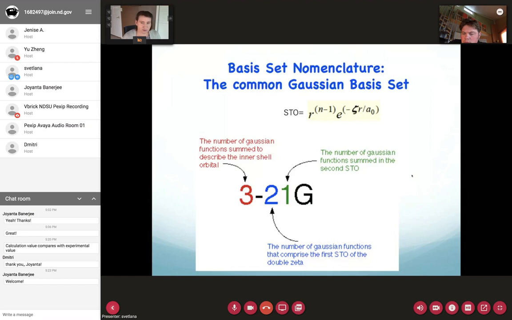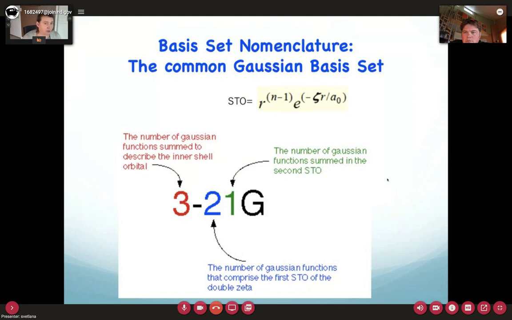So now, for basis 321G, 3 is the number of primitive Gaussian functions which you use in a sum to describe the inner shell orbitals. Inner shell here means valence electrons. So for each inner shell, we have 3 Gaussian functions. Then 2 is the number of Gaussian functions you use for the second zeta, the double zeta, right? And 1 is a single Gaussian function used for the next zeta, let's say zeta plus some other constant. Each of these numbers stands for how many Gaussians you use for each STO, reproducing the whole basis set of the actual system.